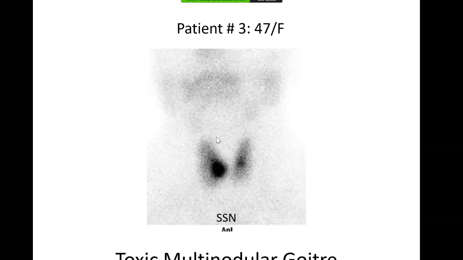Now, this can be treated with radioactive iodine too, but remember, this normal gland, which is showing uptake, would also be ablated in addition to these nodules. So the theoretical possibility of this patient becoming hypothyroid would be significantly higher compared to the previous patient where the rest of the gland was completely suppressed.